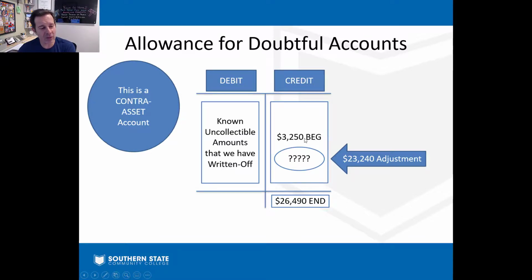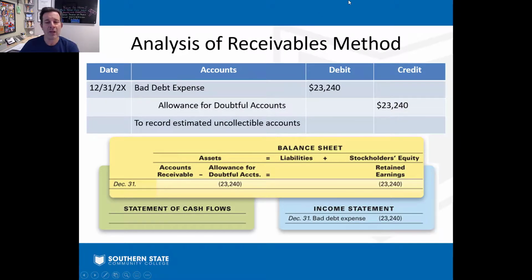Our beginning amount, we have $3,250. We calculated we needed to have $26,490, so our adjustment is the difference between the two, $23,240. And that's why I said this is a little bit more difficult. Not that the calculation is difficult. The difficult part is we have to remember, I have to look in the allowance account to see what's already there. And then I've got to make an adjustment that gets me to where I want to be, i.e. what I've calculated. So $23,240, that's the number we have to record.